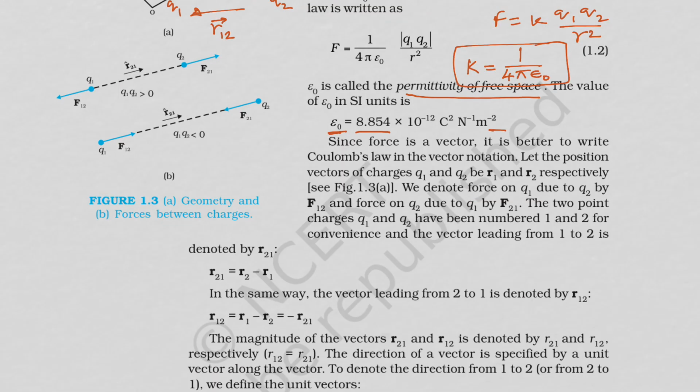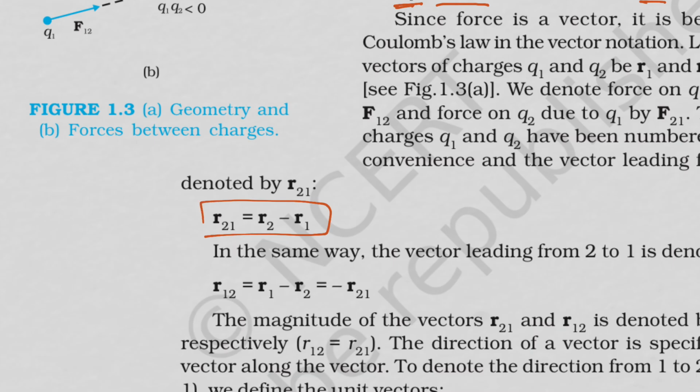Now, once we know all these things, and once we have established that r21 is a vector from Q1 to Q2, so r2 minus r1 is r21, and the direction is from charge Q1 to charge Q2.